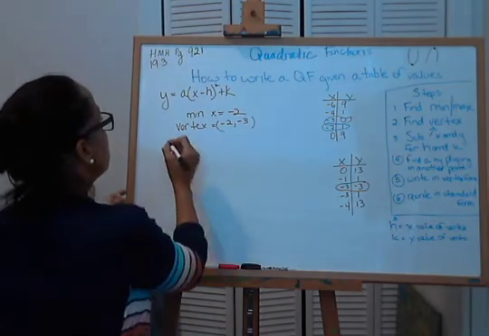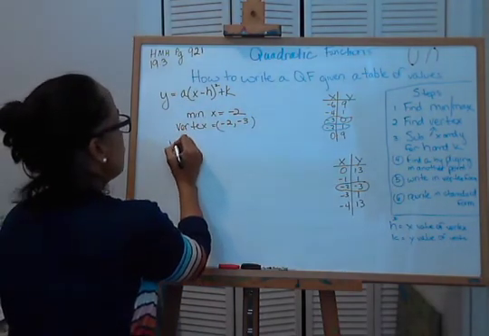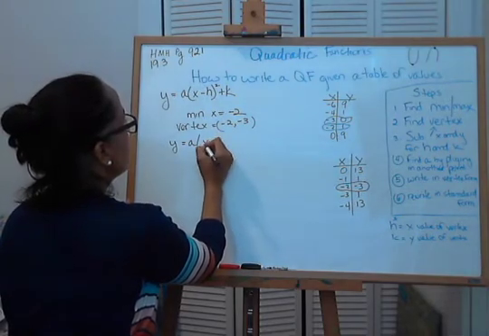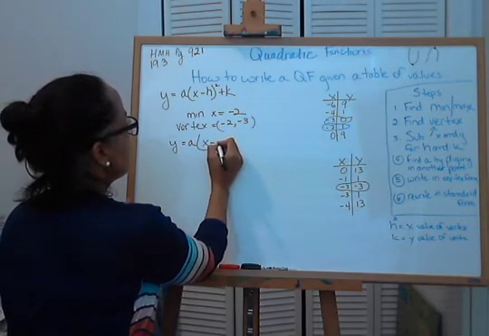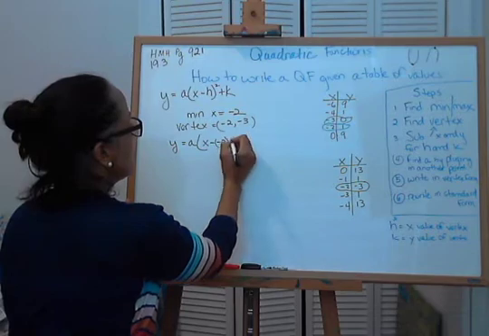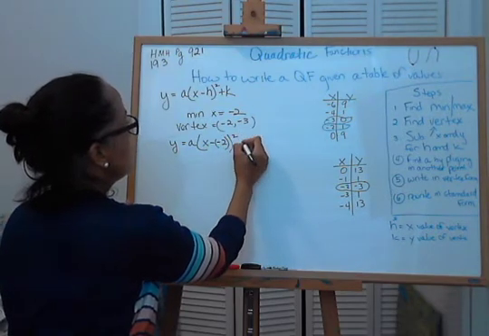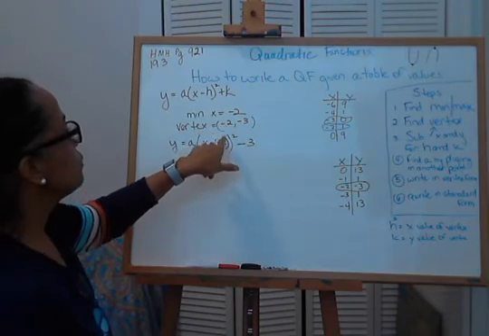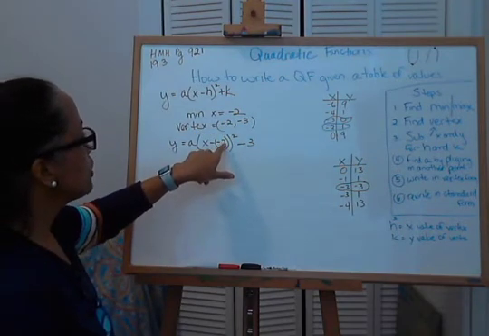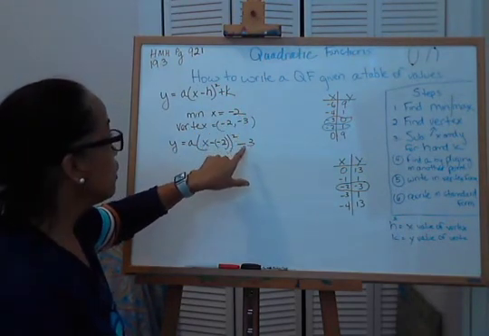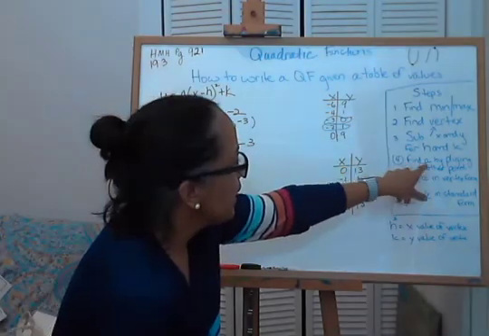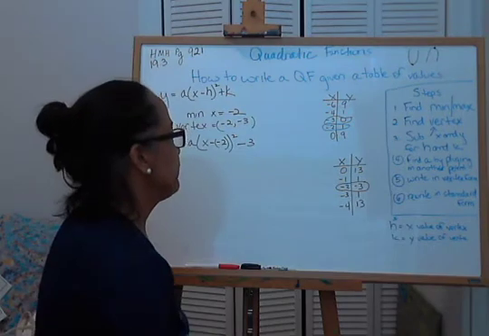So here we go. y is equal to a(x - -2)² - 3. So I substituted the -2 in for the h and the -3 in for the k. What's the next step? Find a by plugging in another point.